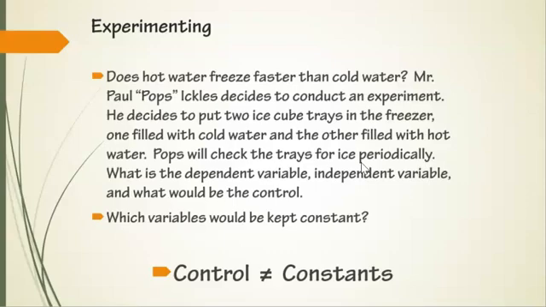What is your dependent variable? That's the one you measure. So he's checking to see the time that it takes for one to freeze first, right? Okay, so then you need to keep a whole bunch of things the same. These are called constants. You need the same freezer. You need the same size ice cube trays. You need the same amount of water in them. What other things can you think of that should be identical too?